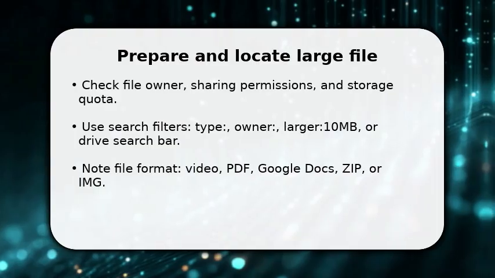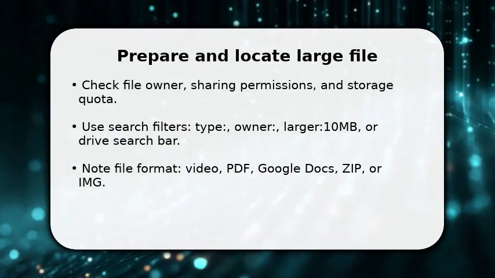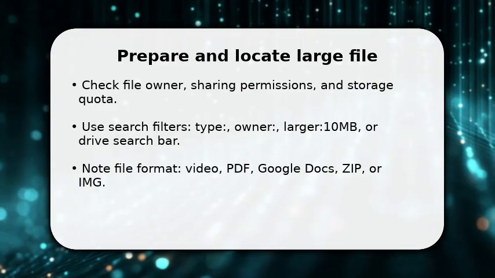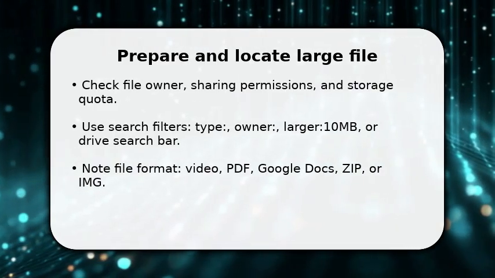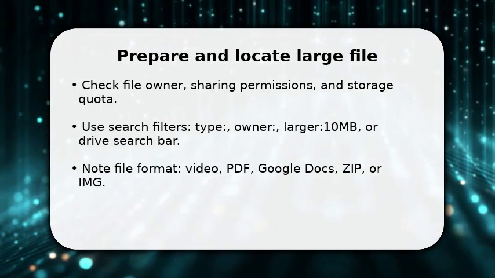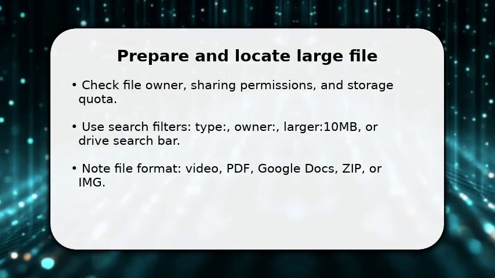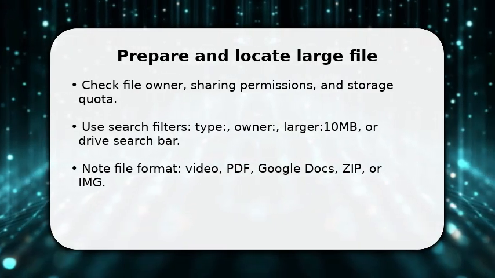Open Drive, find the large file using search filters like Owner, or larger, 10 MB, and confirm you have view or edit rights, otherwise request access. Once done, note the file format because preview options differ. PDFs and images open inline, videos may stream, and ZIP or uncommon binaries require extraction. This early setup saves time and prevents access errors later.